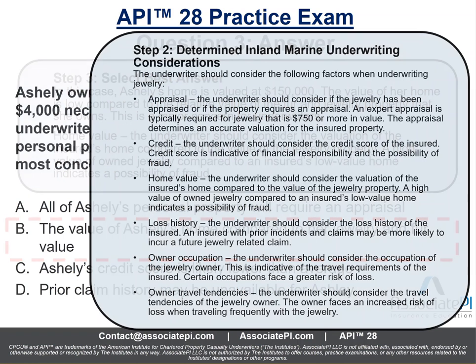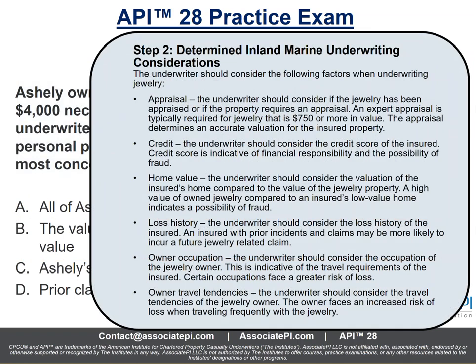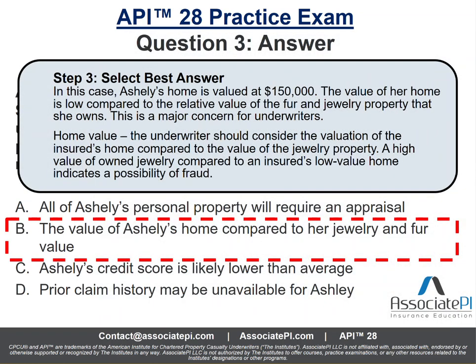If we go back again to home value, that third bullet there, the underwriter should consider the valuation of the insured's home compared to the value of the jewelry property. A high value of owned jewelry compared to the insured's low value home indicates the possibility of fraud. That is a consideration the underwriter should make when reviewing jewelry, and it's the same thing for fur. We just didn't include those underwriting considerations here for fur. But that is why answer option B is correct.